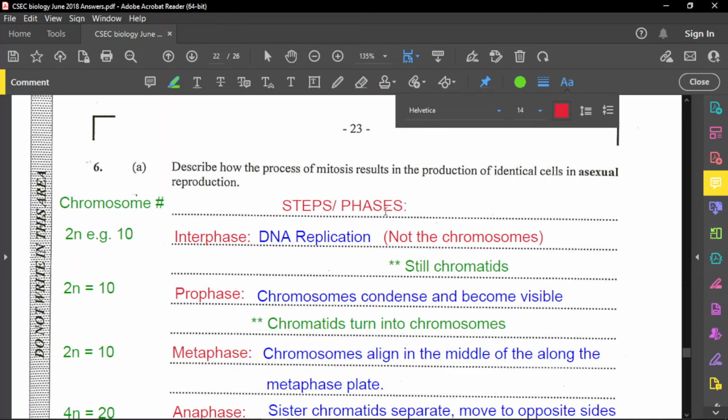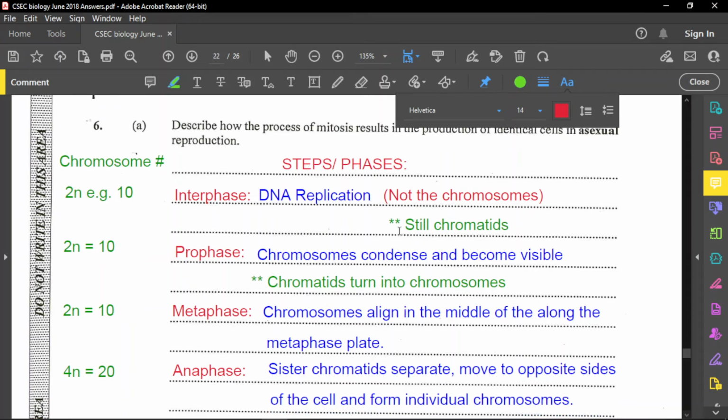For this, I put the steps or the phases. And also on the left, I put the number of chromosomes, and I use an example number here, just to give you a guide in terms of what will happen. This is not for human beings, because if it was human beings, then I would use 46. So the number of chromosomes over here, I just use 10. That's just a random number.